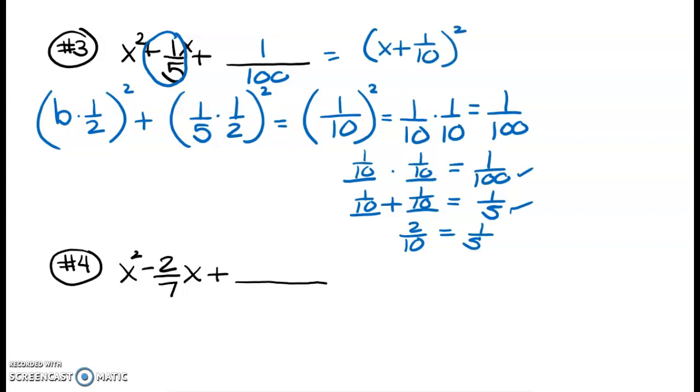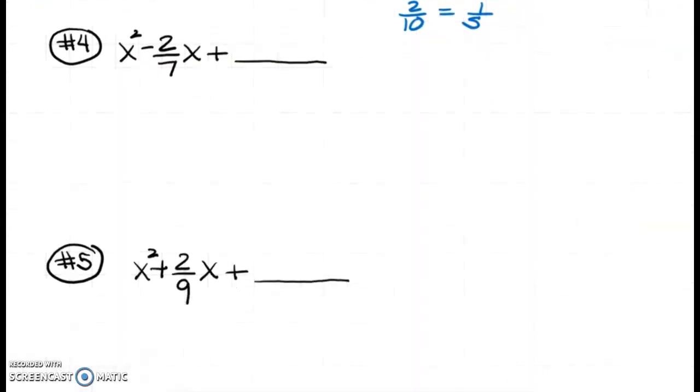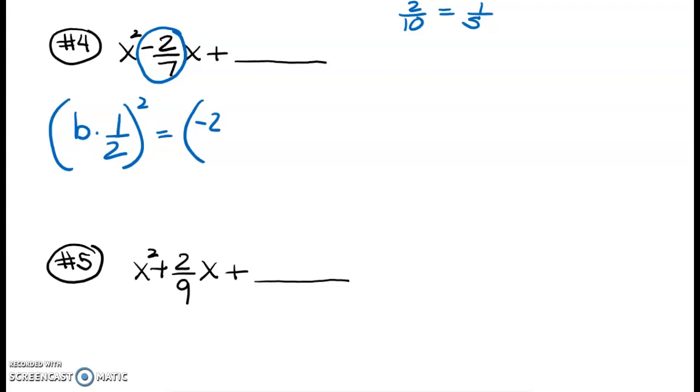All right, so let's go ahead and do our next example here. x squared minus 2/7 x. What do I have to add to turn that into a perfect square? So I know I have to find my b value. I need to multiply it by 1/2 and square it. I'm going to circle my b value, the number in front of x. So I get negative 2/7 times 1/2, and then I have to square it.